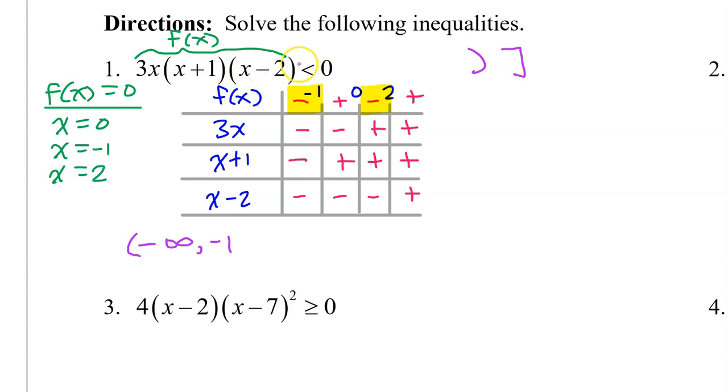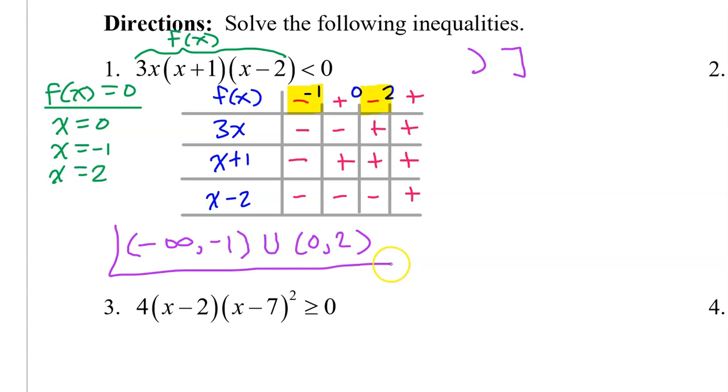If we only want the values that are less than 0, then we do not want to include values like -1 where f of x is equal to 0. And we show that an endpoint is not included with a parenthesis. So if it's not or equal to, use a parenthesis on the endpoint. We have another interval, so we're going to say union, and this interval goes from 0 to 2, with parentheses because not equal to 0, only less than. So that's the answer to number 1.